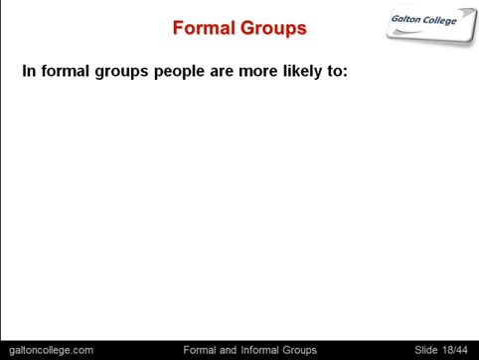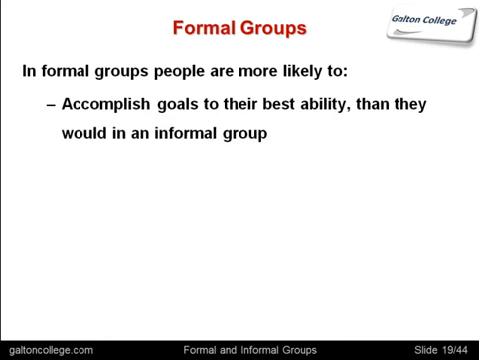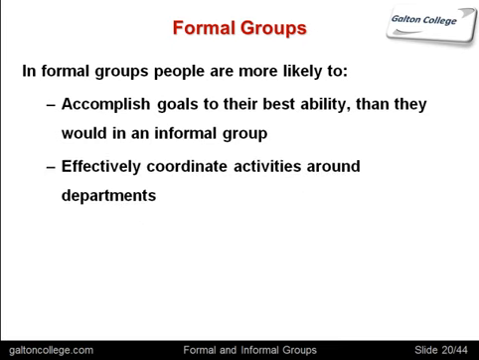So formal groups are more likely to accomplish goals to their best ability than would, say, an informal group. An informal group meets now and again. There's no real paperwork involved. It's just a general meeting. So it's unlikely that they will achieve very much. However, a formal group will have activities which are coordinated and channeled towards the achievement of some specific objective.